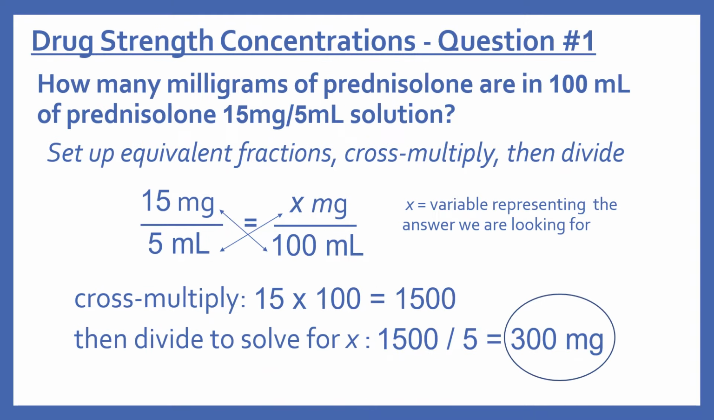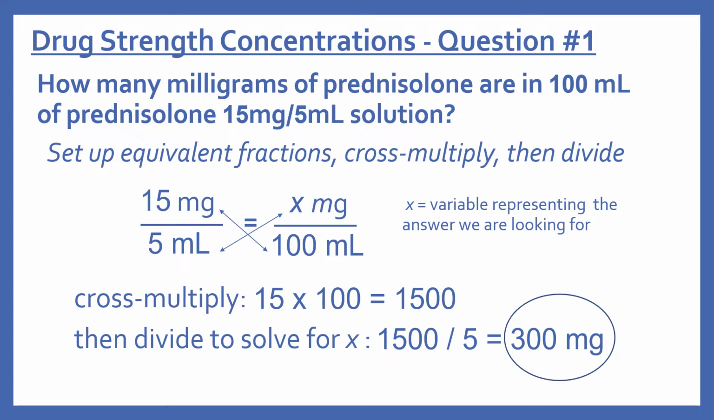Now we'll look at some drug strength concentration questions. Question number 1. How many milligrams of prednisolone are in 100 milliliters of prednisolone 15 milligram per 5 ml solution? The way we're going to solve this is to set up equivalent fractions, cross multiply, and then divide. If you've seen any of my other pharmacy calculation videos, you know that this is a very common method for solving pharmacy math problems.